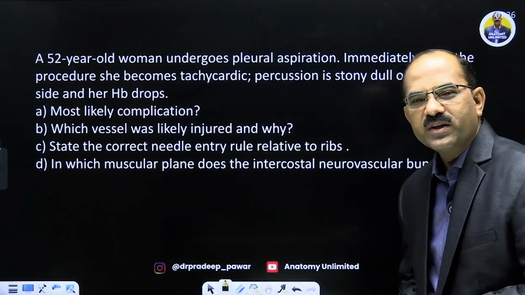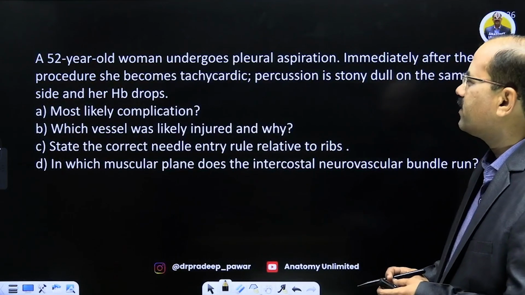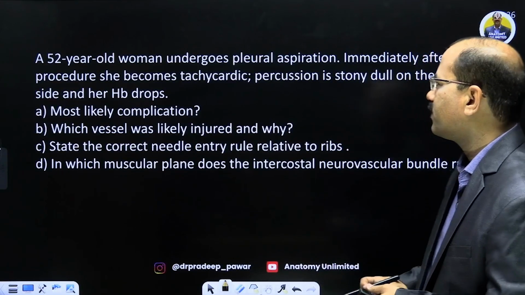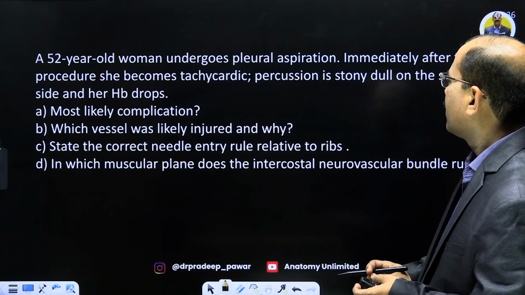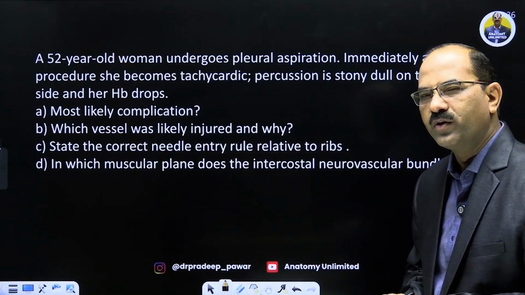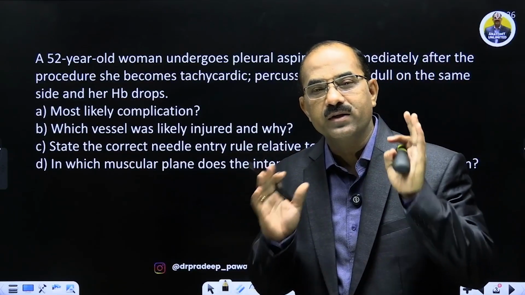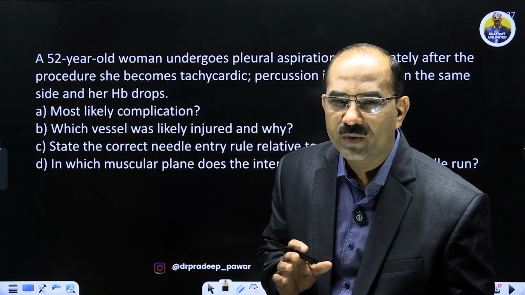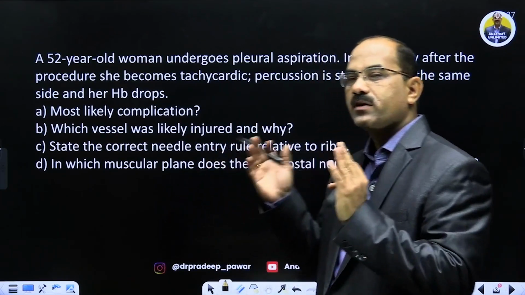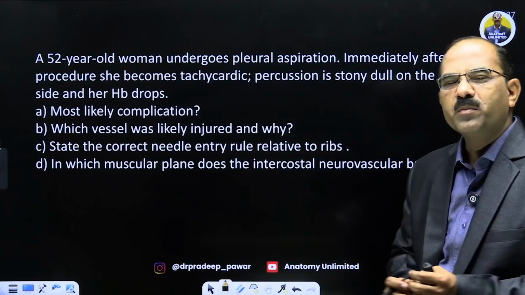A 52 years old woman undergoes pleural aspiration. Immediately after the procedure, she becomes tachycardic. Tachycardic is increased heart rate. Percussion is stony dull on the same side, and her hemoglobin drops. So when we percuss that area, it is a dull note. Normally it should be a resonant note when we are percussing on the lungs, in the intercostal spaces. Now it is a dull note. That means something has filled the space and the hemoglobin drops.